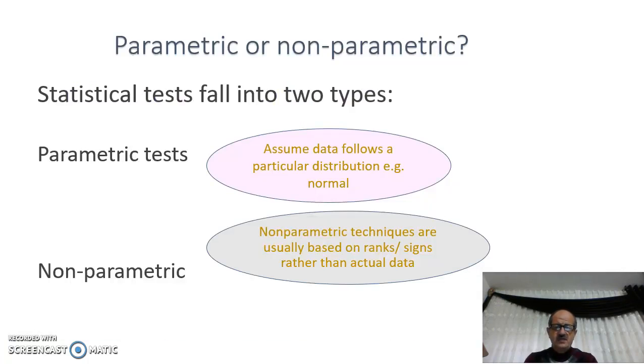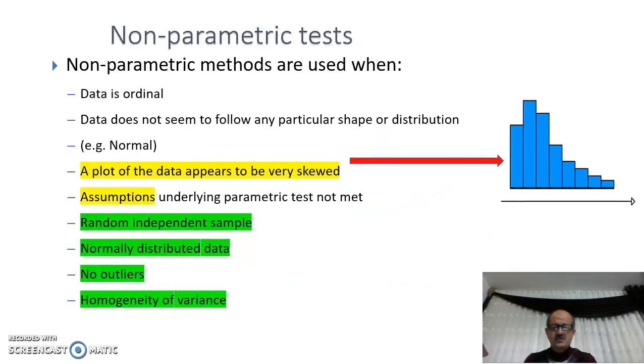What do we mean by non-parametric tests? Statistical tests fall into two types, either parametric or non-parametric. We use the parametric tests when our data follows a particular distribution, mainly normal distribution. However, if this condition is not met, we usually use the non-parametric test that is based mainly on rank and sign rather than actual data.